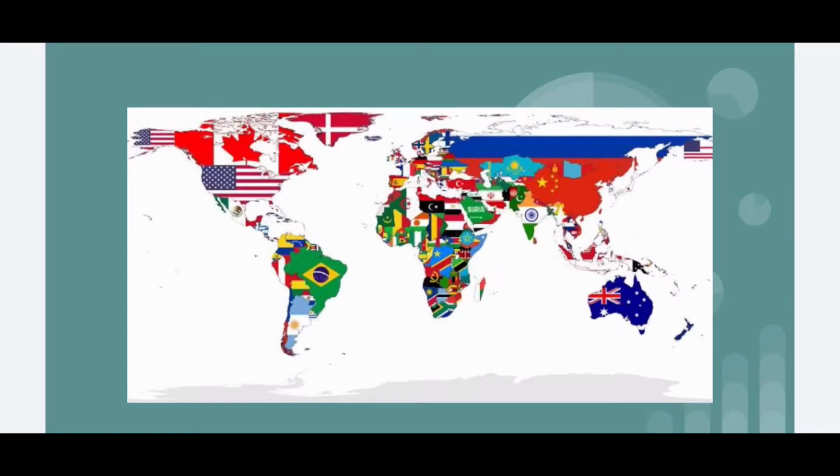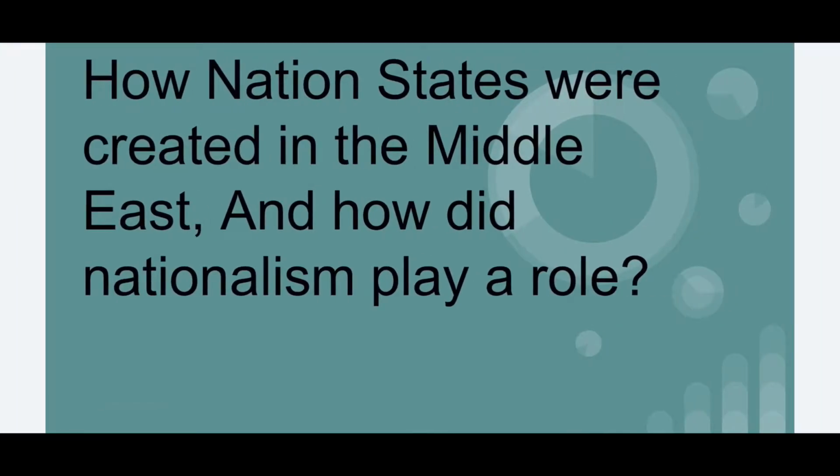The map that we know of today of the Middle East was basically shaped by many of the events of the First World War. Prior to that time, the Ottoman Empire controlled much of that area. The question we wanted to ask today is how nation states were created in the Middle East and how did nationalism play a role? Some of the key words that we want to look into are nationalism and nation states.